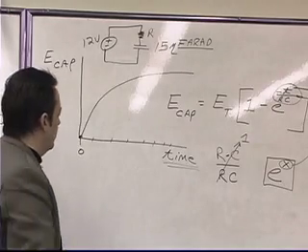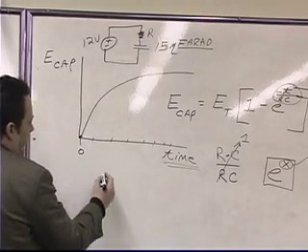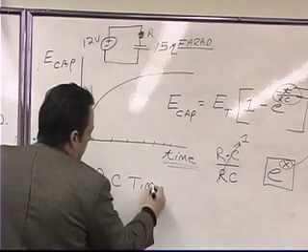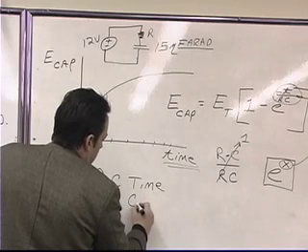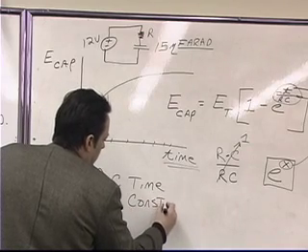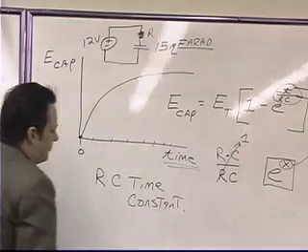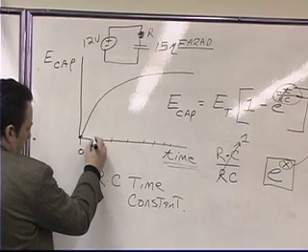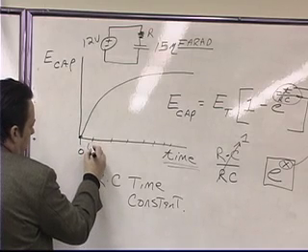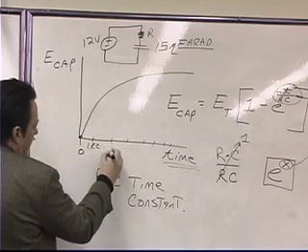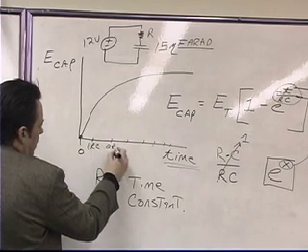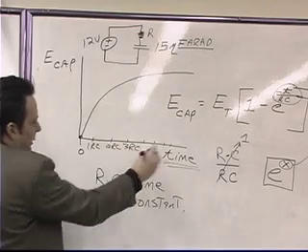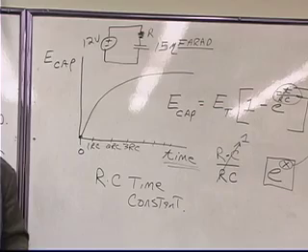So what your book does is label what we call the RC time constant. It'll say this hash mark right here is 1 times RC. This hash mark is 2 RC. This hash mark is 3 RC. And then 4 RC and 5 RC.